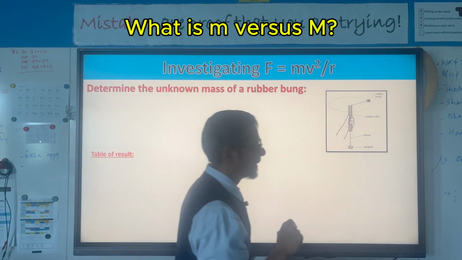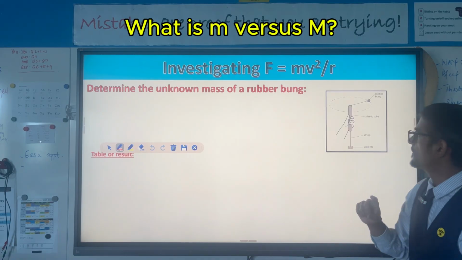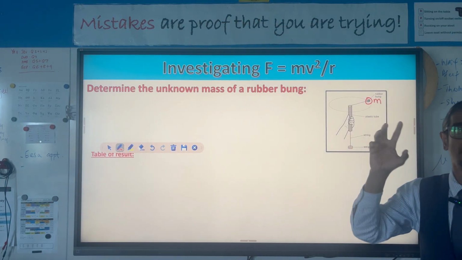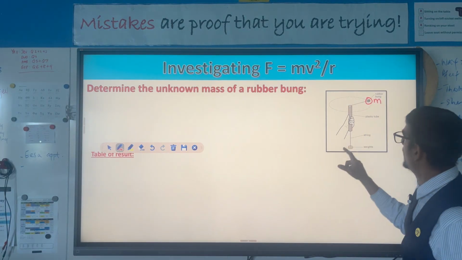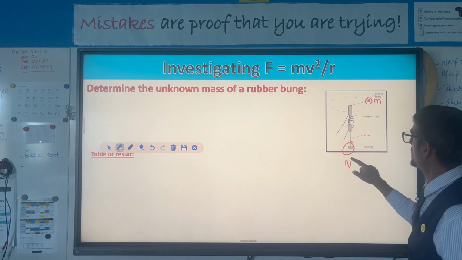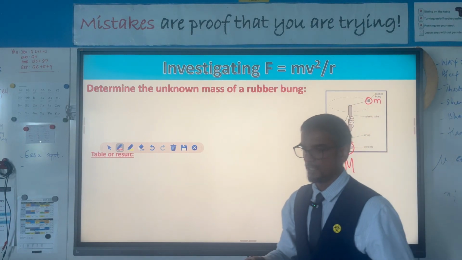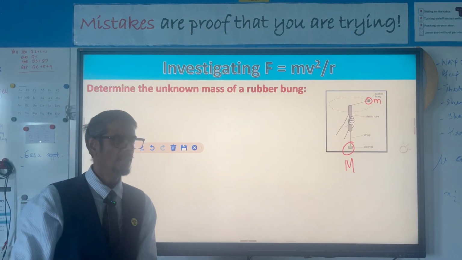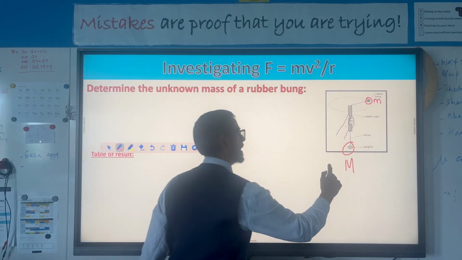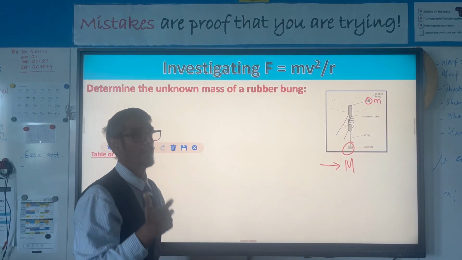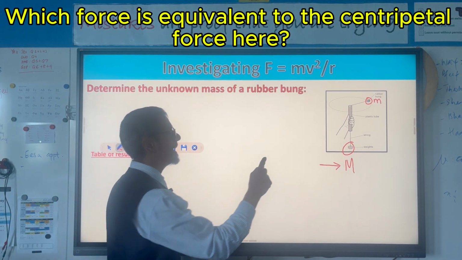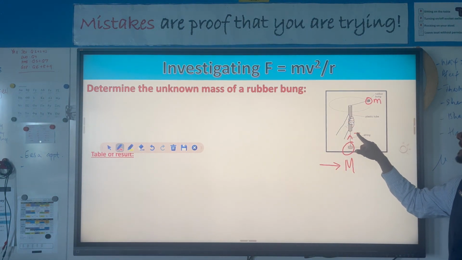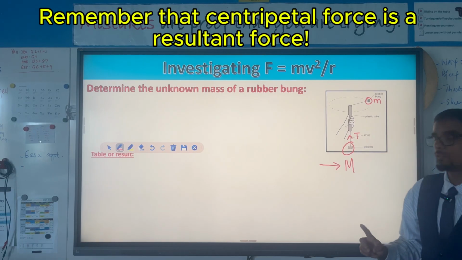So the key thing to identify here is that there are two masses. A small mass m here, the rubber bung, is what we want to find. And capital M here is the mass of the weights that we add, the small weights that we're adding to the end. So what's the effect of that? Why are we changing that? Why are we adding masses? Well, the masses here will give you the tension in that string. What's causing centripetal force here?